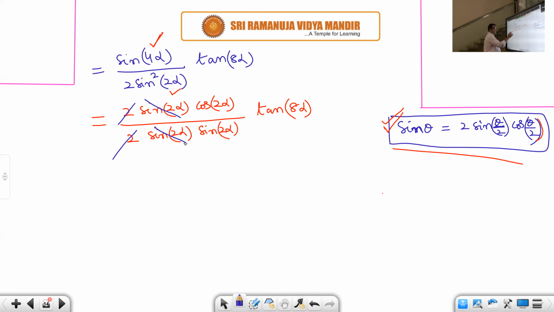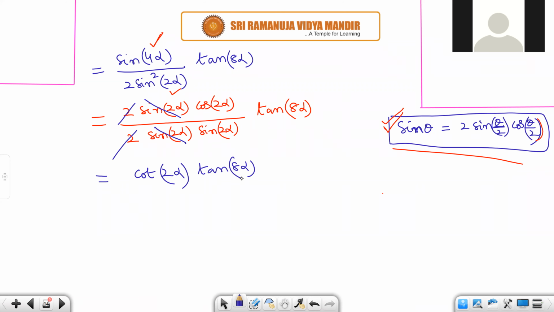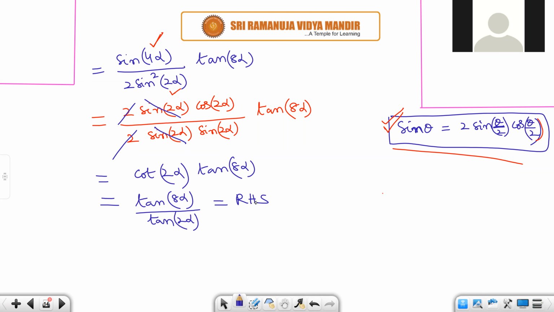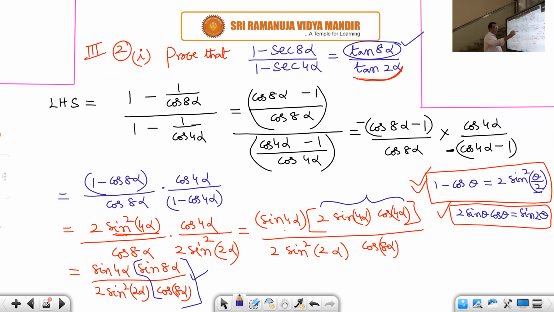Sin 2 alpha gets cancelled. So you'll get cot 2 alpha, is it not? Cos by sin is cot 2 alpha, tan 8 alpha, which can be written as tan 8 alpha by what? Tan 2 alpha, sir. Cot 2 alpha can be written as 1 by tan 2 alpha. Tan 8 alpha will remain in the numerator, but cot 2 alpha comes to the denominator and becomes tan 2 alpha. Is it the right hand side we have to prove? Yes, sir. Let us go back and see. Tan 8 alpha by tan 2 alpha, correct.